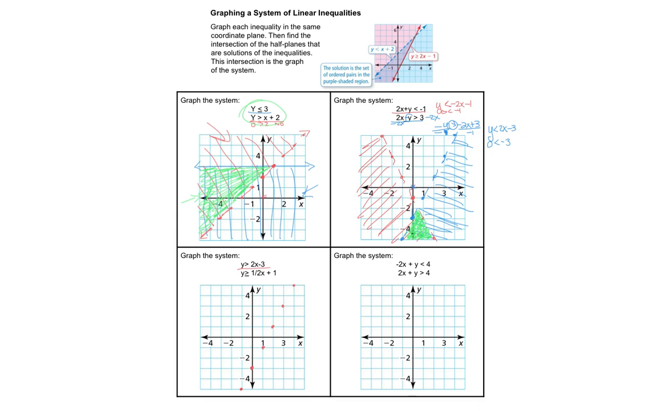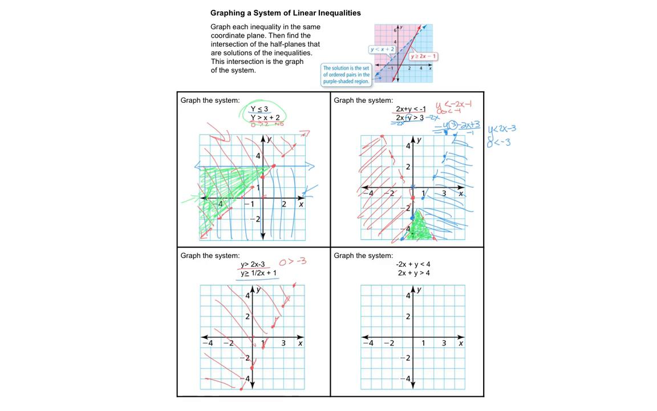This is going to be dash or solid. It's going to be dash because it's not equal to. And it says everything's greater than, so that's going to be above the line. Again, you could use the test point. Is 0 greater than -3? Yes, it is. So that side is true.